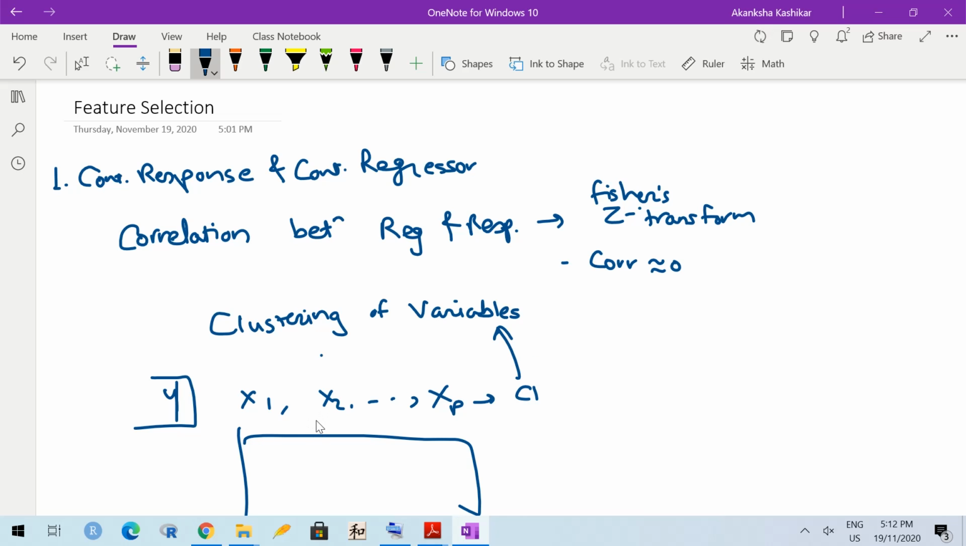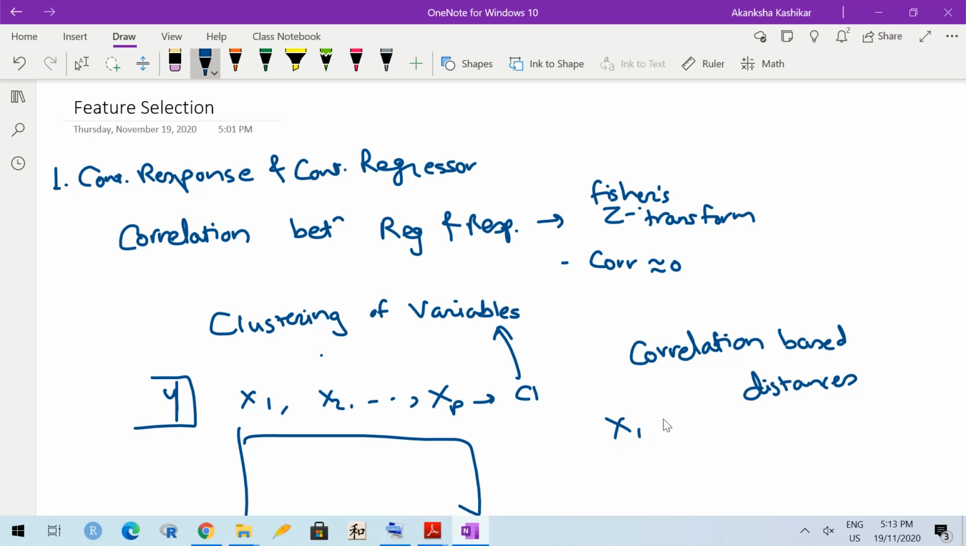What is the difference between clustering of observations and clustering of variables? Firstly, in clustering of observations, we use, as I said, Euclidean distance, etc. But in clustering of variables, generally we use correlation based distances. Again, I am saying generally, you can use Euclidean distance, but it is not going to give you the complete picture.